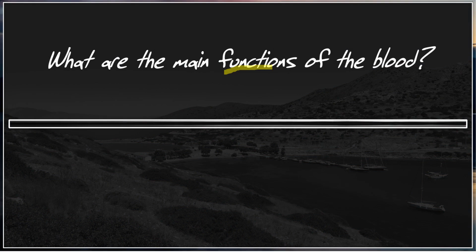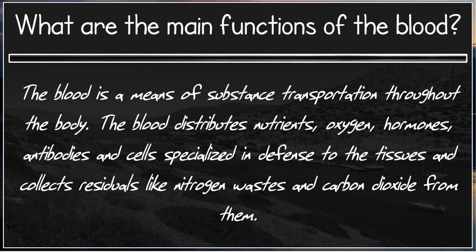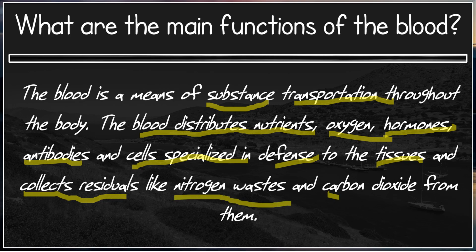What are the main functions of blood? The blood is a means of substance transportation throughout the body. The blood distributes nutrients, oxygen, hormones, antibodies, and cells specialized in defense to the tissues and collects residues like nitrogen wastes, carbon dioxide from them.